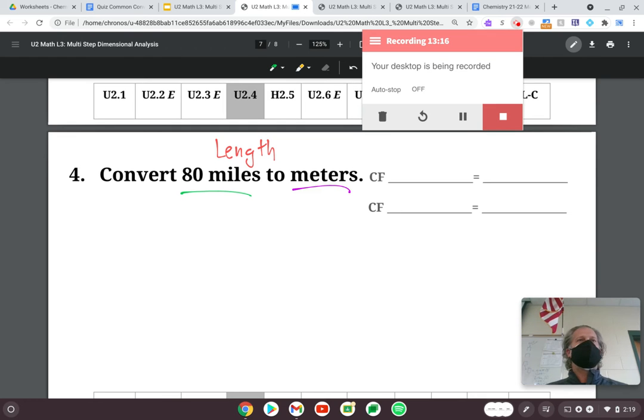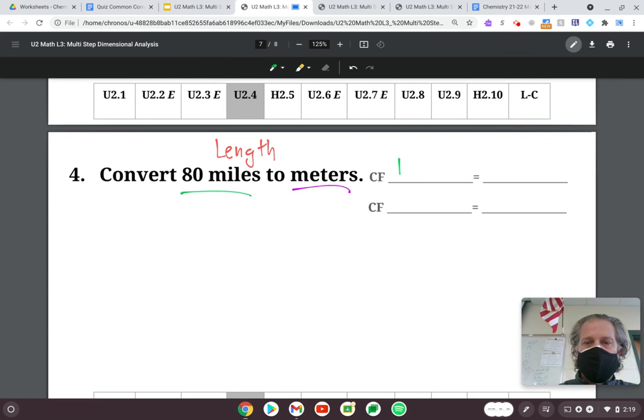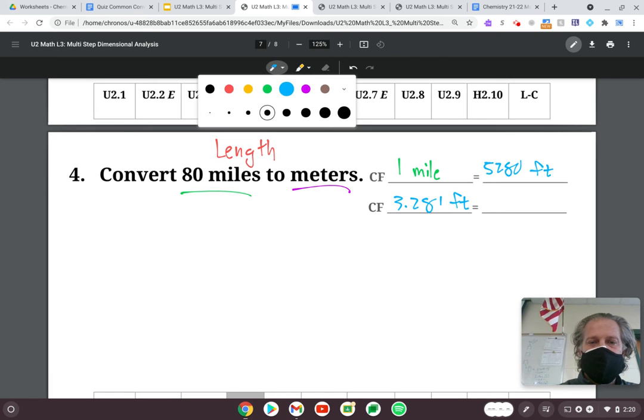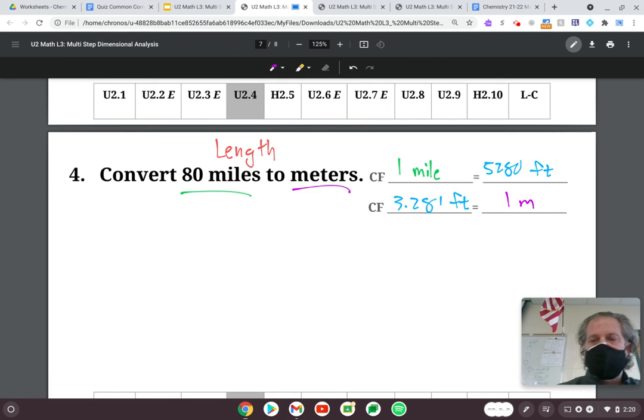All right, so a lot of you have figured out how to do this one or got a little bit of direction on how to do this one. So I'm going to do it your way, and then I'm going to do it my way because there are 2 different ways to do this problem. So many people said that, well, we have 1 mile equals 5,280 feet. And then many of you said 3.281 feet equals 1 meter. So a lot of you set your problem up like that.